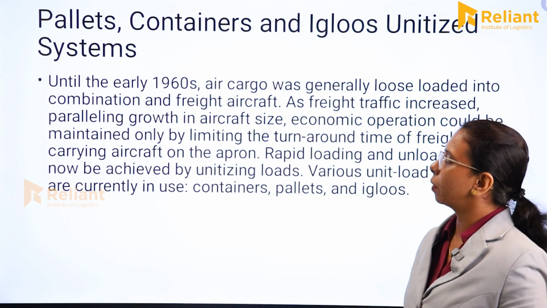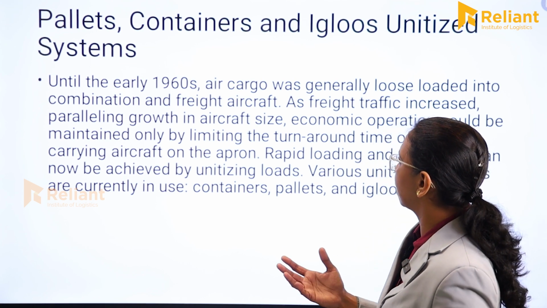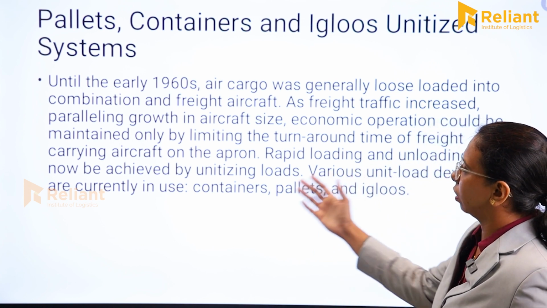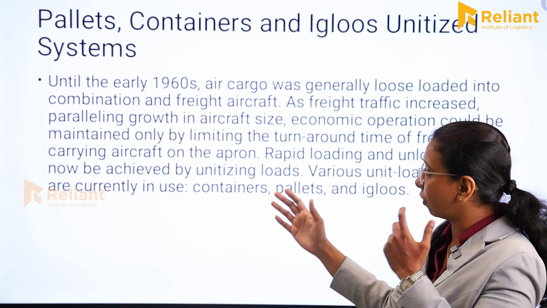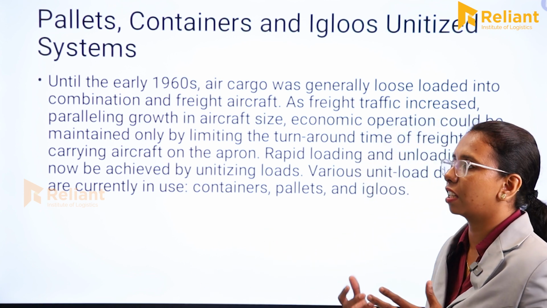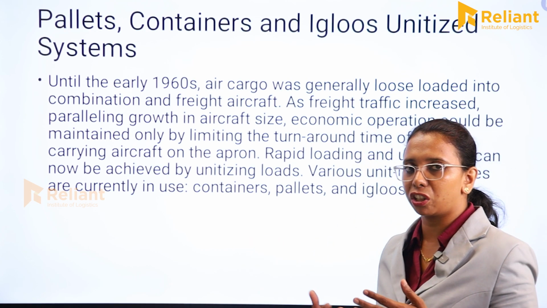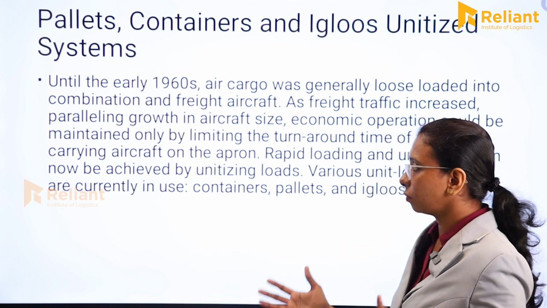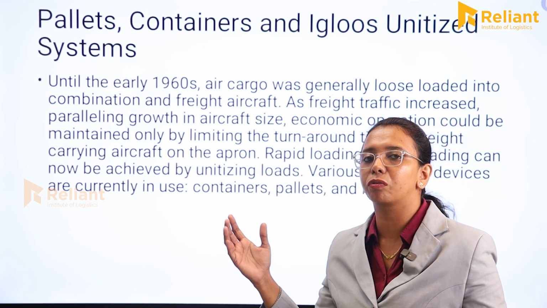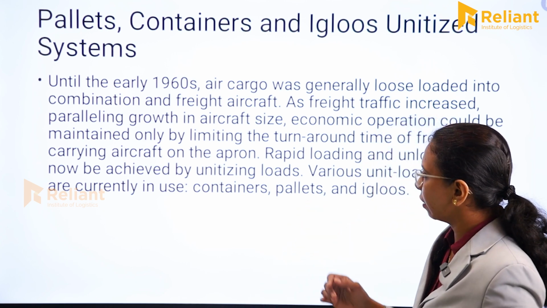In the earlier time, normally the air cargo volume was very low. At that time, we were using passenger aircraft for the transportation. But later, the size of the air cargo increased. In that case, we want to limit the turnaround time of the freight carrying aircraft on the apron itself. So we are calculating the time, and in the turnaround of flights we are moving the cargo on the apron itself. All these things we are doing because of the shortage of time and the increasing volume of the cargo. So we are using certain pallets, containers and igloos for the fast movement of this air cargo to make our work much easier. So let's see what it is.